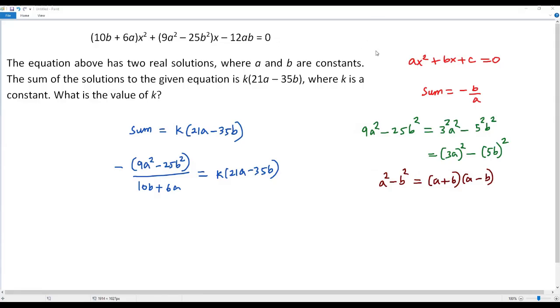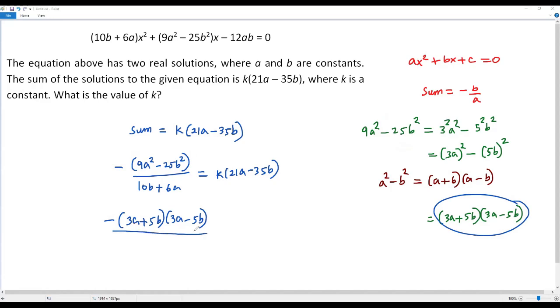When I consider this expression, it's exactly in the form a² − b². In the place of a, we have 3a. In the place of b, we have 5b. So to get the factor form, we use the product of two binomials: (3a + 5b)(3a − 5b). Okay, here I got the factor form of this expression. Now let me plug in this factor form for 9a² − 25b² over here. Then I'm getting −(3a + 5b)(3a − 5b).